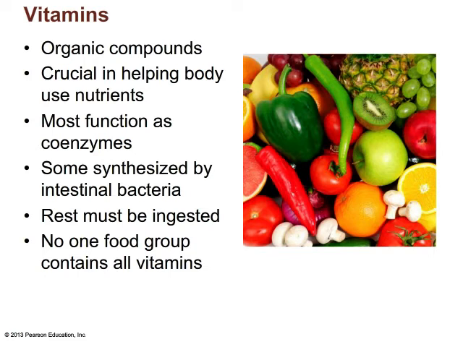Vitamins are organic compounds that are crucial to helping the body use various nutrients. Many of them, in fact, act as coenzymes. Remember, an enzyme is a molecule that helps to speed up or catalyze a chemical reaction. Now, some of these vitamins can actually be synthesized by our intestinal bacteria and absorbed in the large intestine, but the rest must be ingested in the diet. Now, it's important to realize that no one food contains all the vitamins and minerals that you need, so this is why it's important to get a well-balanced diet that draws from a variety of food groups.